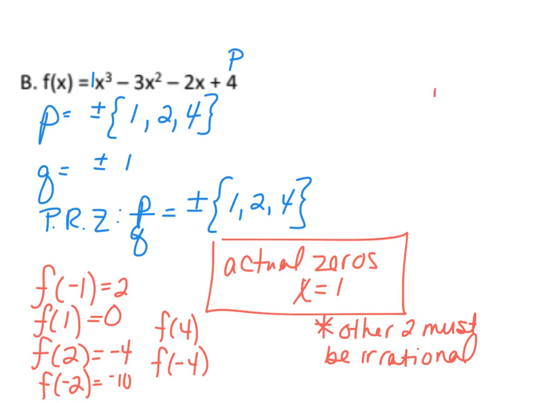If you take a second to graph the function on your graphing calculator, a quick sketch, it looks something like this. So it actually does have 3 real zeros because we can physically see them. So that means one of them is here at 1 and the other 2 would definitely be irrational.